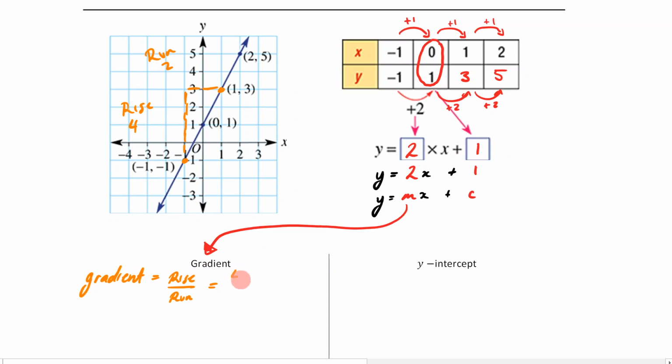So that means I put a 4 here and I put a 2 there. 4 divided by 2 is 2. Would you look at that? 2, which is my m value, which is my gradient, is in fact equal to 2.